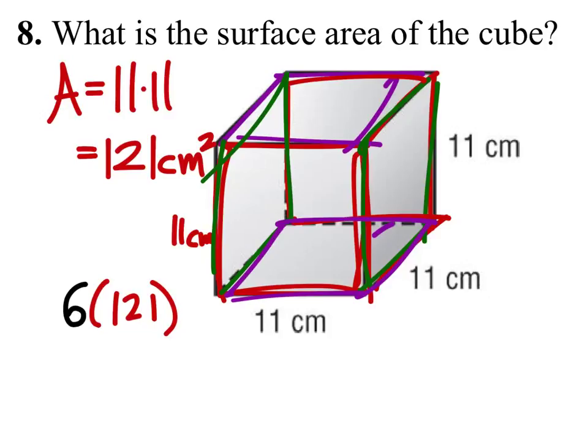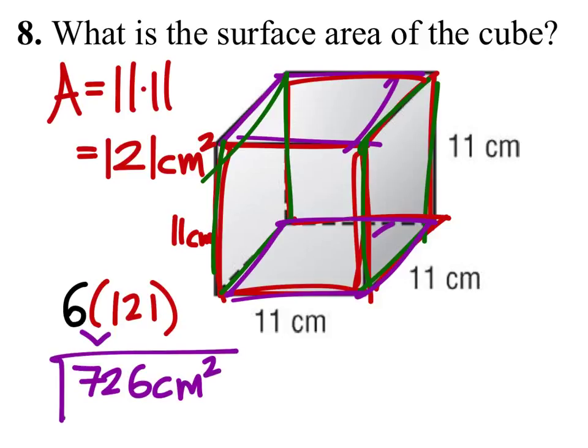Now this is the nice thing about cubes, is that we don't have to find the dimensions of each face. So this is usually only what we would do with a cube. So when I multiply those, I get 726 square centimeters, and that would be the surface area of this cube.